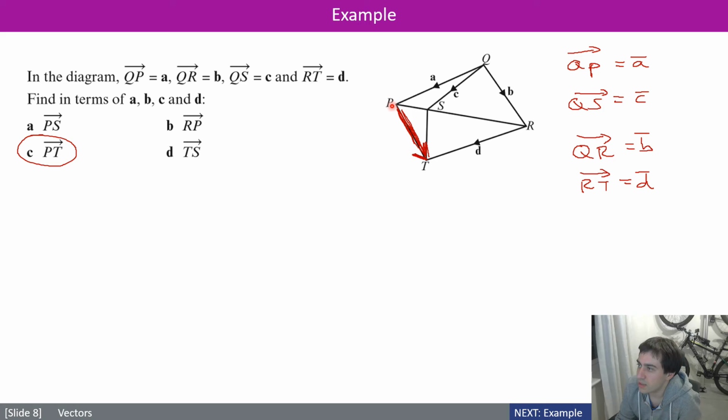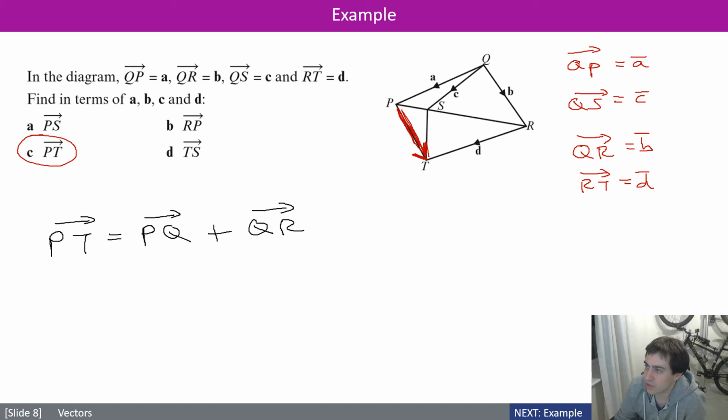What if I went from P to S to T? That also goes from P to T, but again, PS does not have a name, ST does not have a name. Right? By a name, I mean A, B, C, or D in this case. So let's pick something that does have names. If we go from P to Q, and then Q to R, and then R to T, I should say, yeah? Then we go from P to T. So PT is the same thing as, and this is how we'd write it in vector notation, P to Q plus Q to R, because remember this is what vector addition is, it's putting them head to tail, R to T.